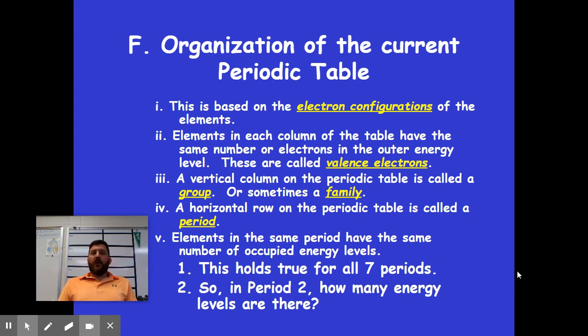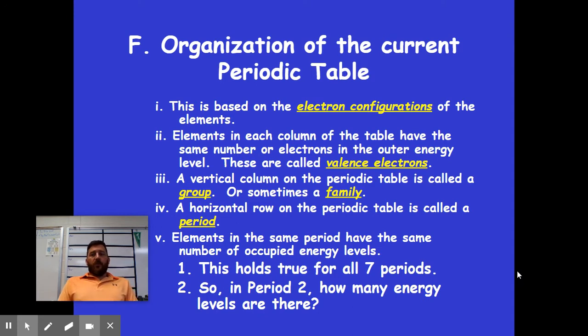The organization of our current periodic table is based on electron configurations. Elements in each column have the same number of electrons in their outer energy level. These are called valence electrons. If you look at group 1, which starts with hydrogen and ends with francium, those have 1 valence electron. Group 2 has 2 valence electrons. You're going to skip the transition metals, groups 3 through 12. The group numbers that I'm saying are at the top of the periodic table. Group 13 starts with boron. It's the boron group. They have 3 valence electrons. The carbon group, group 14, has 4 valence electrons.